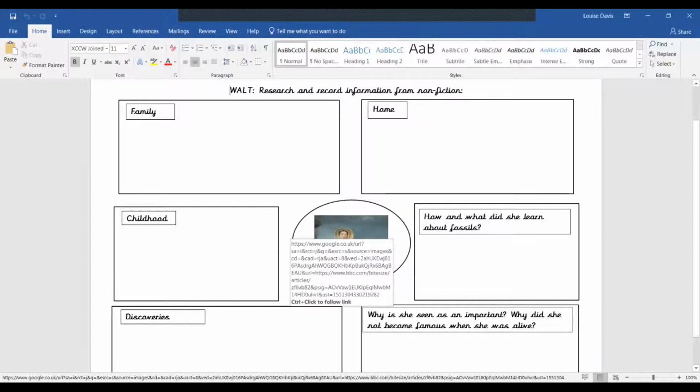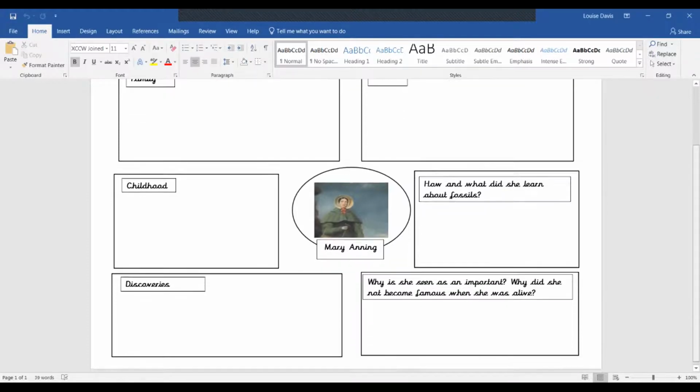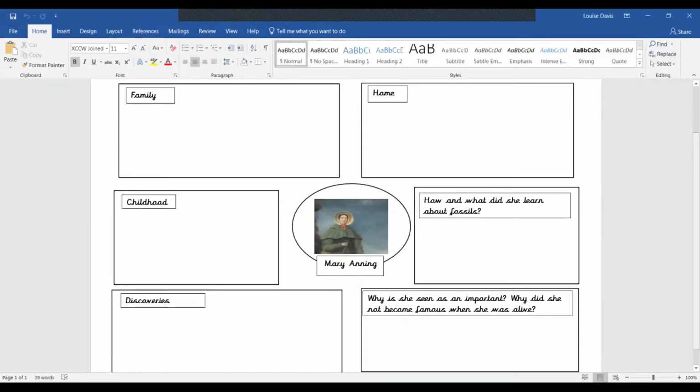The discoveries that she made, so those different fossils that she found, what did she find out, which were her greatest finds? And then why is she seen as an important person, and why did she not become famous when she was alive? Why do you think that she wasn't referred to in the history book, the science book, sorry, at the time? So this sheet here is going to be for you to record all your ideas down on.